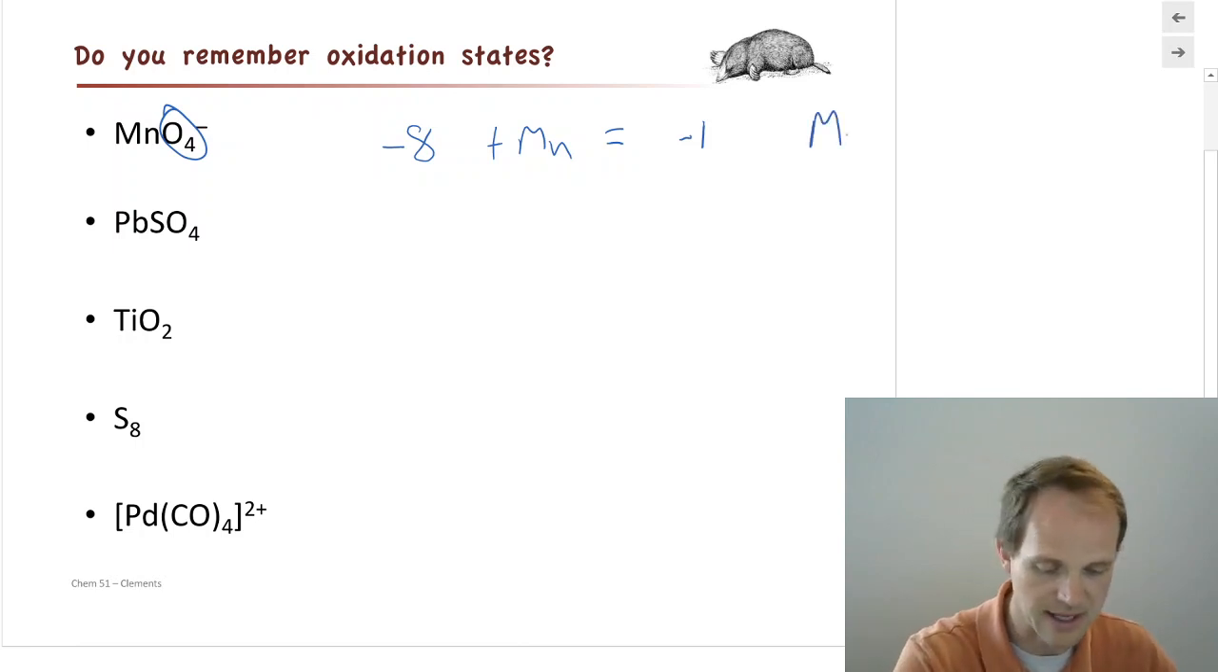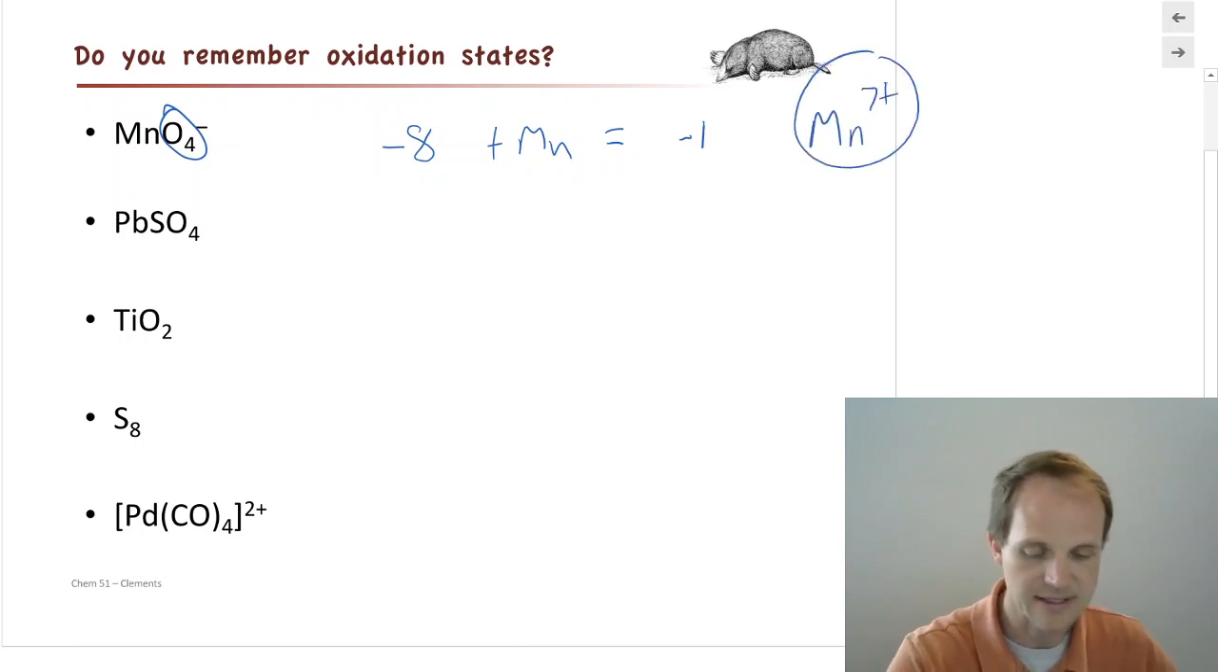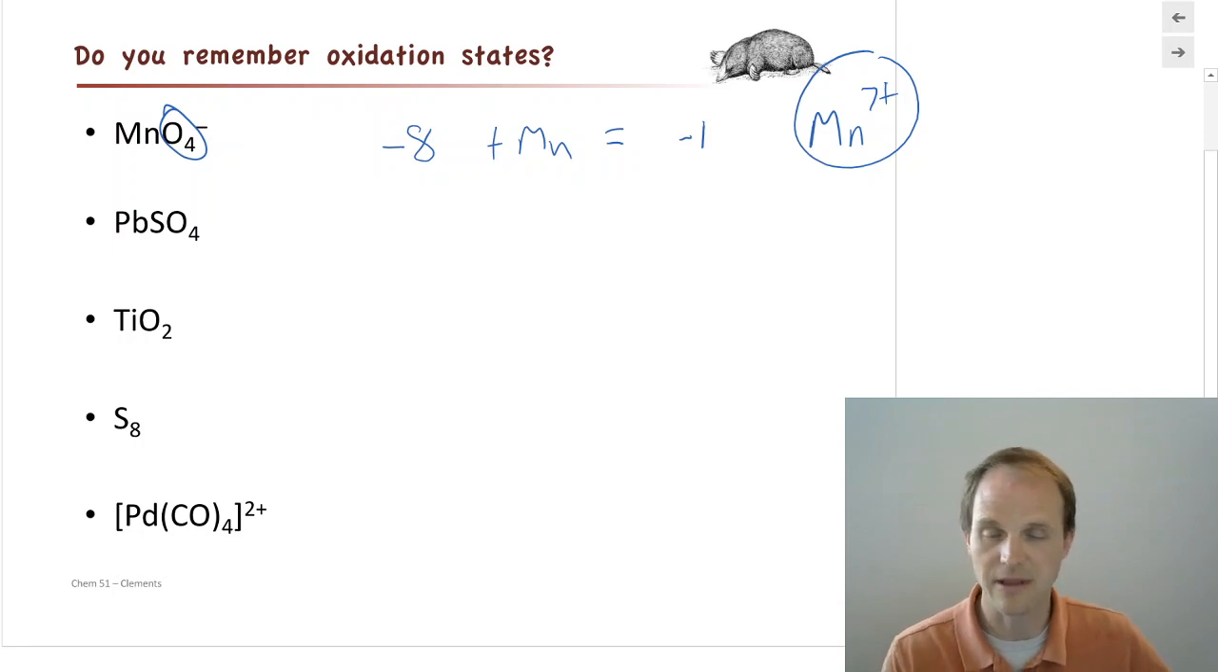So manganese in this case must be +7 in order for that to work out. So the oxidation state of manganese in that one is +7. For ones where you've got something like the lead and the sulfate here, if I said the name of it, I'd give away the answer.